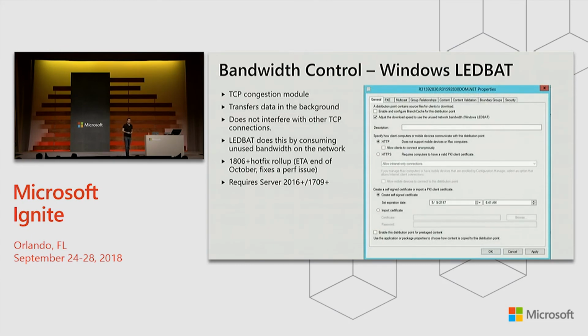And we've also added support for Windows LEDBAT. Windows LEDBAT, for those of you who don't know, is a TCP congestion module in Server 2016 and Server 1709 and beyond. And it allows clients to leverage background network without impacting foreground and important line of business applications. It's very easy to enable on the distribution point properties. You just specify enable LEDBAT.